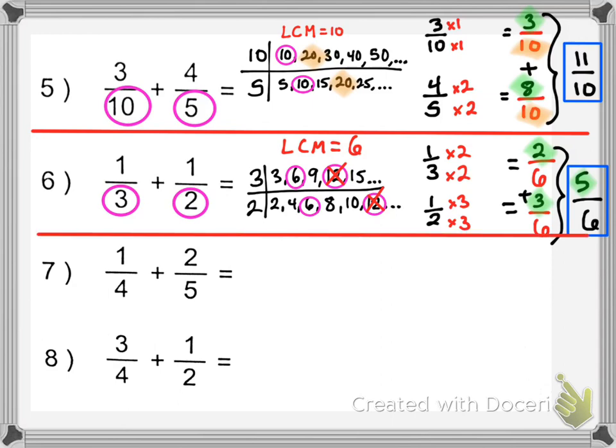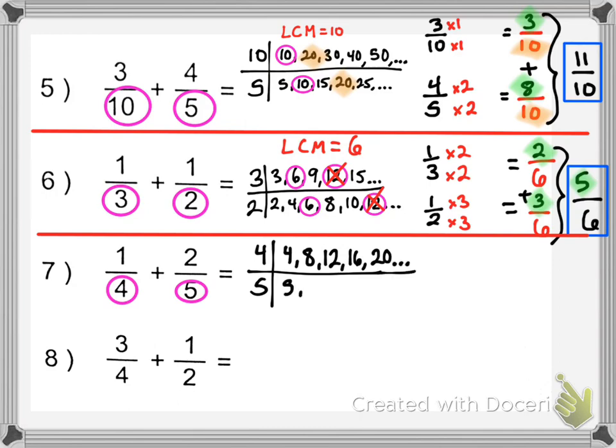Finally, 7 and 8 are going to go kind of fast. So here we go, 4 and 5. Do my list of multiples. 4 is going to be 4, 8, 12, 16, and 20. For 5 is going to be 5, 10, 15, 20, and so on. 20 is my least common multiple.